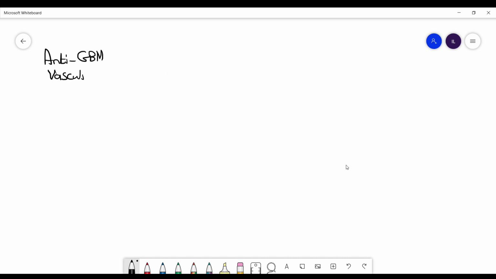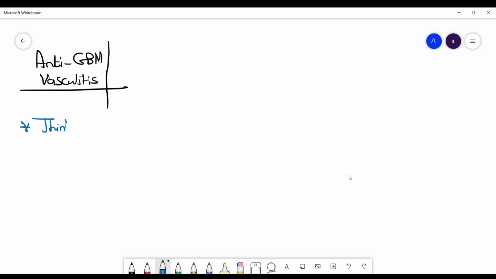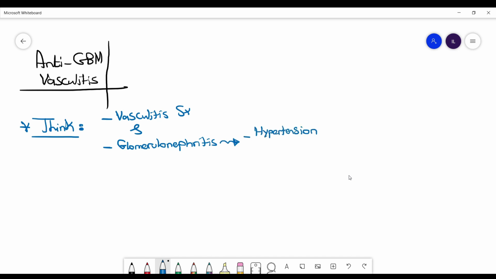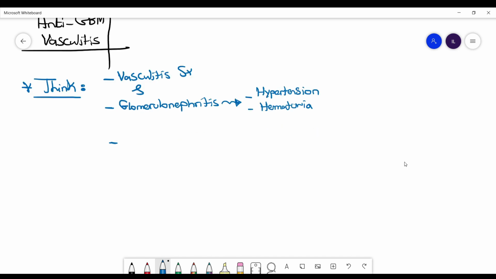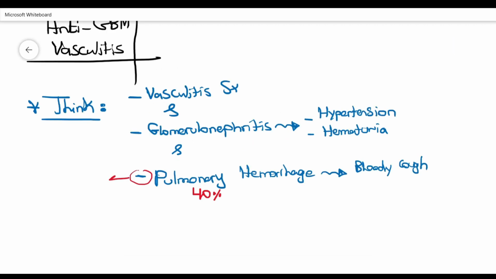So first of all, when do you think about this syndrome or disease? If they have vasculitis symptoms, the ones we mentioned before, including weight loss, fever, arthralgia, purpura, etc., as well as if they have glomerulonephritis, and glomerulonephritis patients present with hematuria and hypertension, as well as if they have pulmonary hemorrhage. And they present with bloody cough, and this represents around 40% of patients with anti-GBM vasculitis.